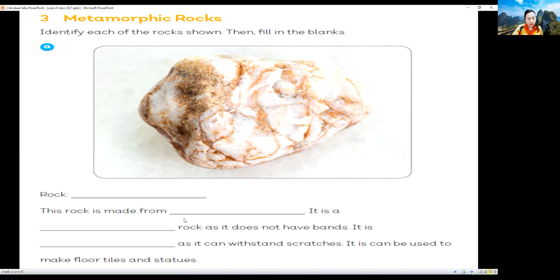And then, is it foliated or non-foliated? And this one can make us floor tiles and statues. What kind of rock is this? Okay, I'll give you 3 minutes for this. Name of rock, and then what is this made from?